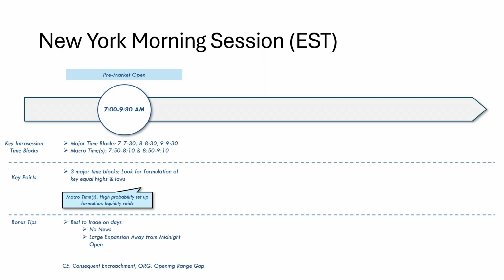But also, as you can see, macro times as well. Okay, so what is a macro? A macro is the last 10 minutes and the first 10 minutes of every hour, within the trading day.